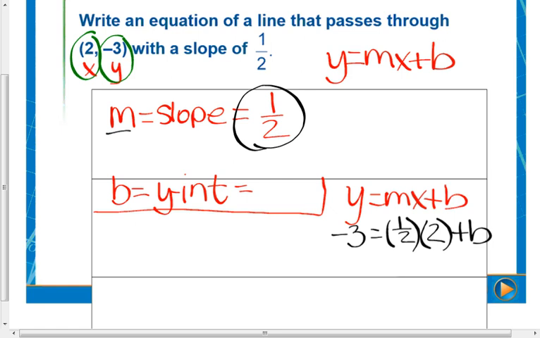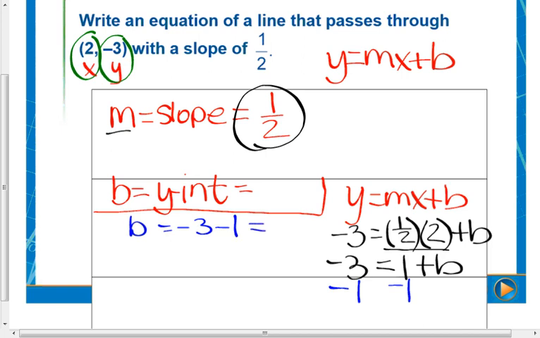So the first step when solving for a variable is that we simplify. Get rid of all of our parentheses and like terms. So I'm going to look at this. What is 1/2 of 2? 1. Very good. Now I want all of my constants on the same side. So I'm going to subtract 1, subtract 1. Very good. And I end up with b is equal to -3 minus 1, which is the same as -4. And I'm going to put that final answer right there.